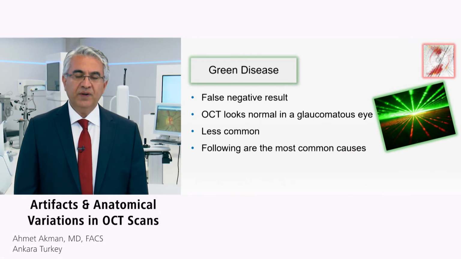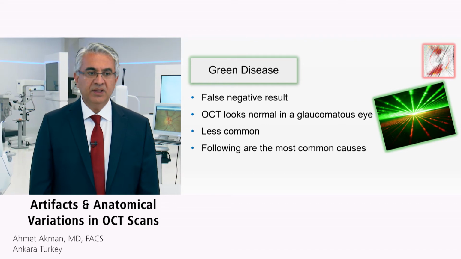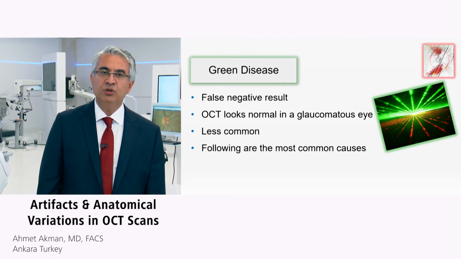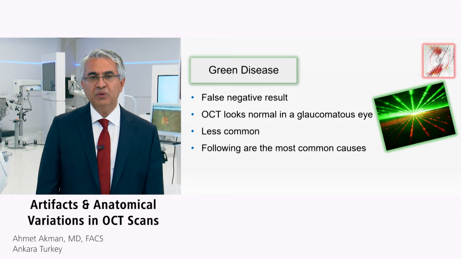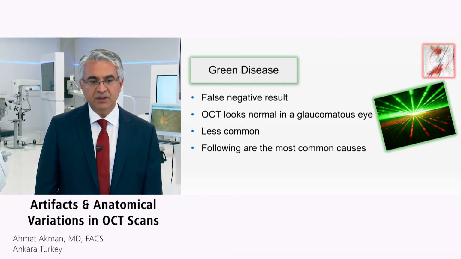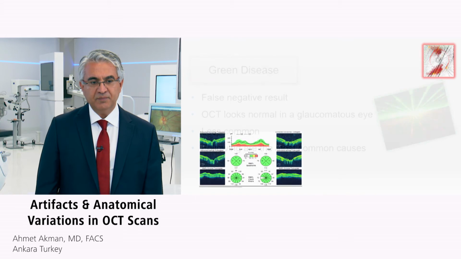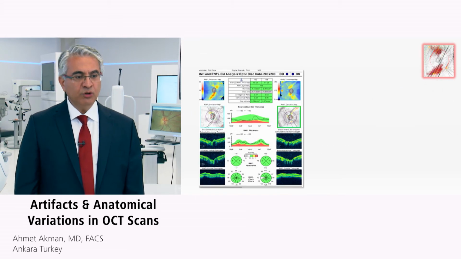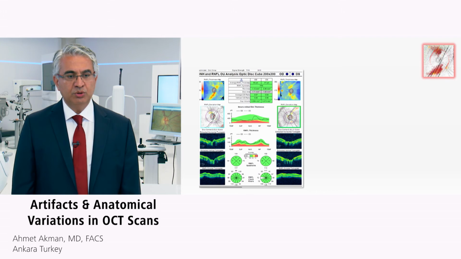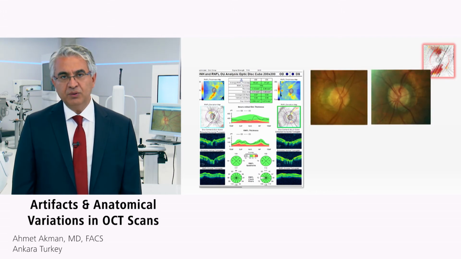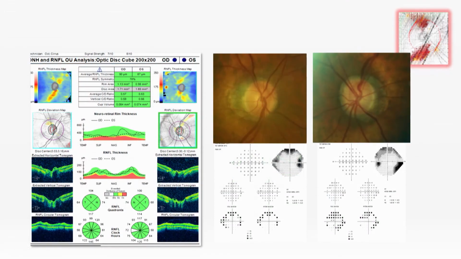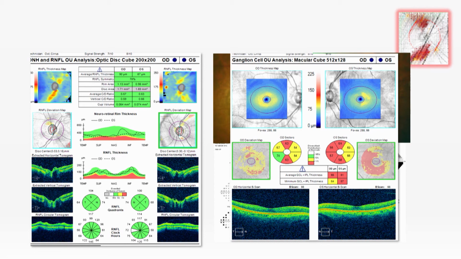The other kind of artifact we see in the OCT printouts is the green disease artifact, which is the false negative result. OCT looks normal in a glaucomatous eye, but it's less common. Following are the most common causes. This is a glaucoma patient, but RNFL thickness looks good. The left eye has optic nerve head cupping. When you look at the visual fields, there are defects. When you look at the macula, there are ganglion cell defects. So except the optic nerve head, all the remaining tests show glaucomatous damage in the left eye.